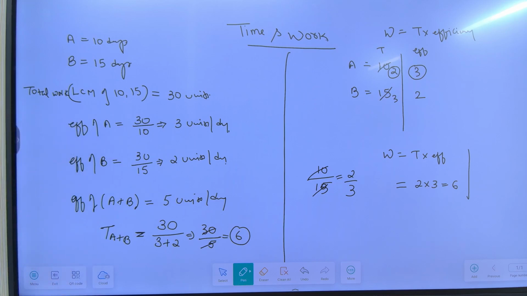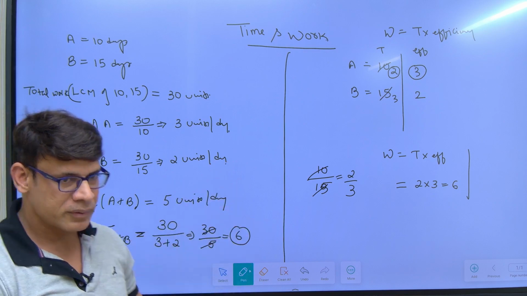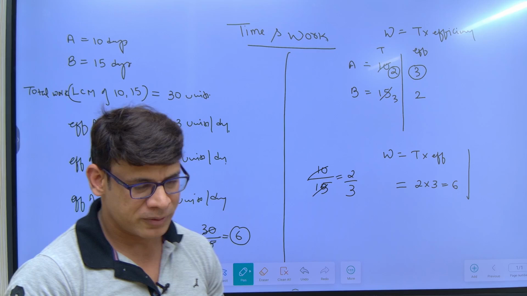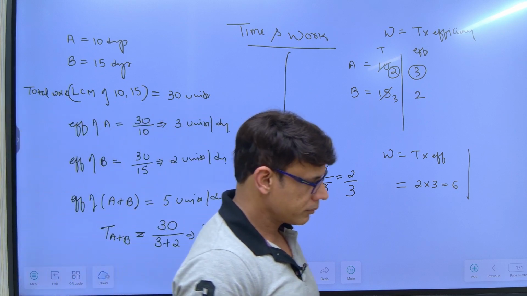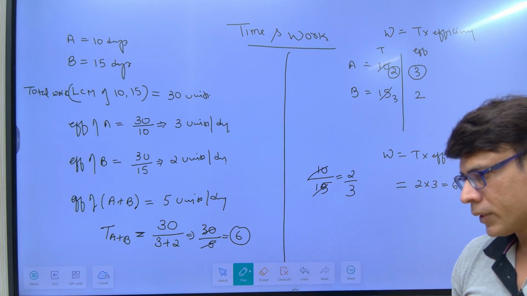Clear? Do you know this approach? The third one? No. Which approach do you know? Only the first one, that 1 by. This you don't know. Then, we take up more questions.